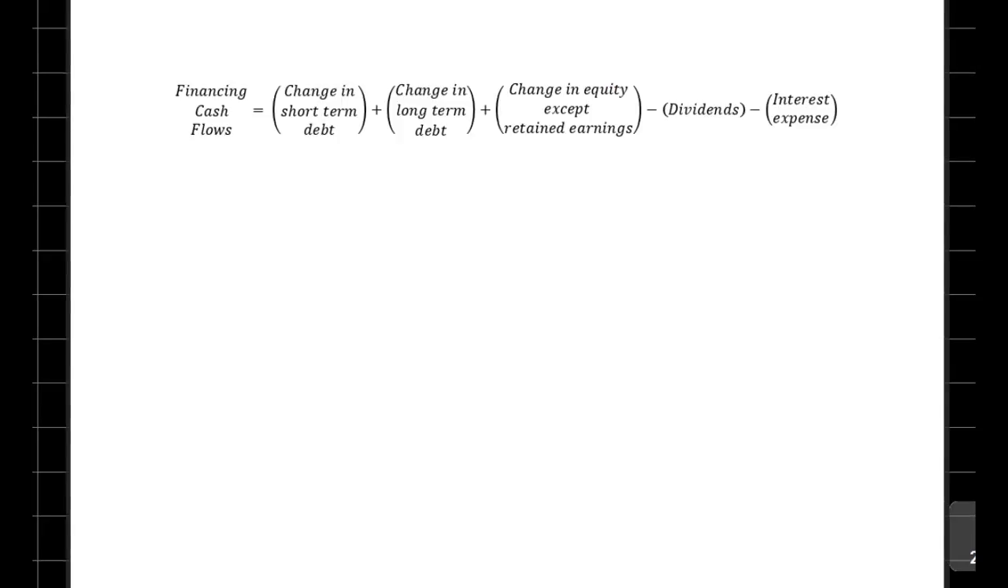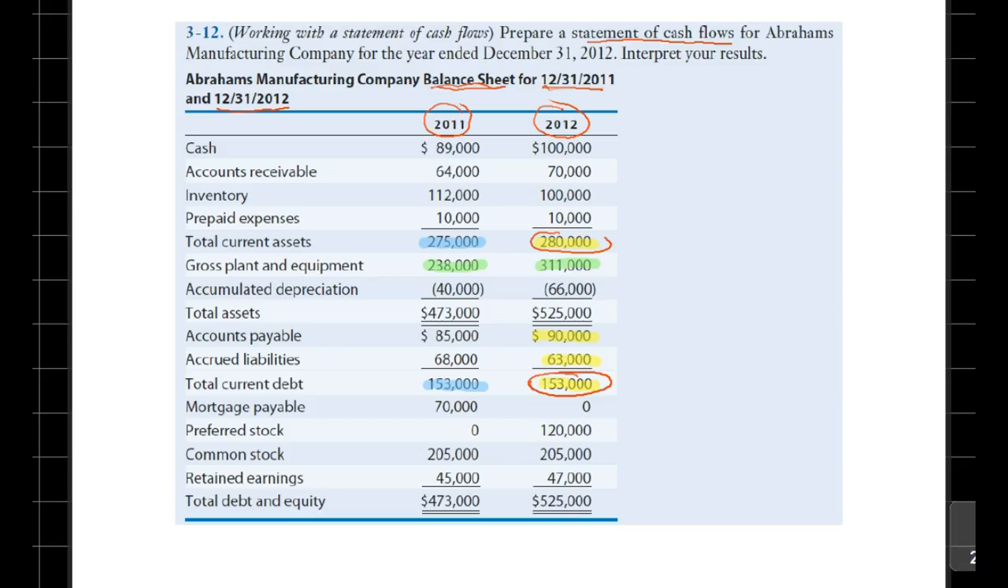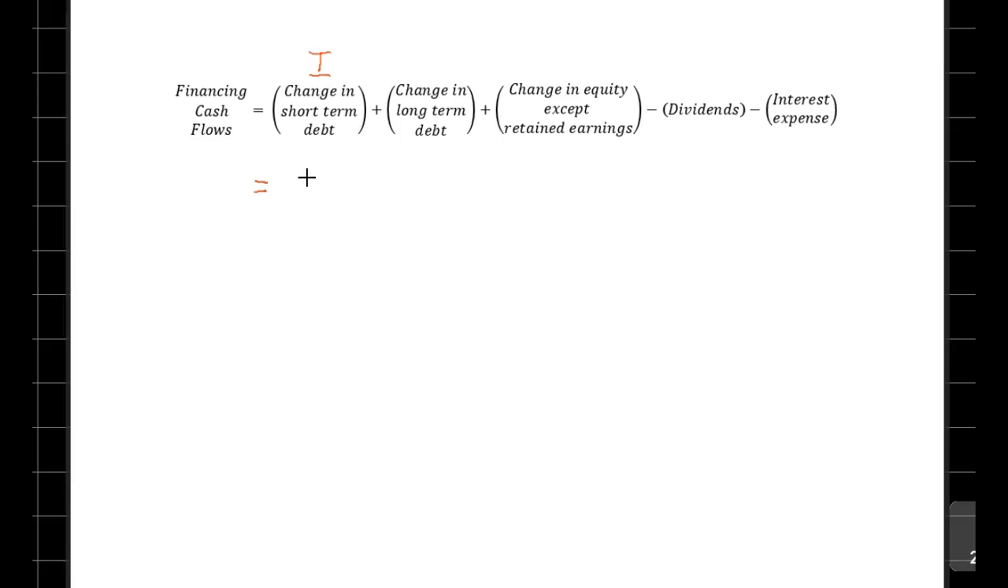So let's recall the financing cash flows formula. It has 5 components and each component is pretty much straightforward. Let's start with the very first one, change in short-term debt. All we need is to look into our balance sheet and see if we have any short-term liabilities. As you recall, we have only 2 short-term liability items, and none of these bear interest. So the change for short-term liabilities is simply 0.